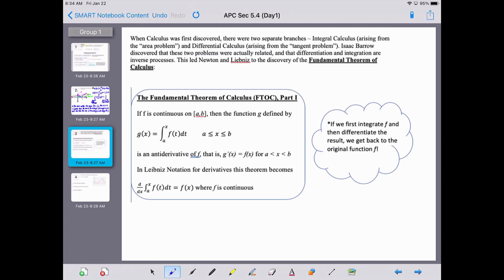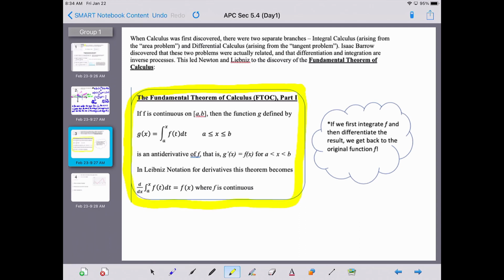But Isaac Barrow discovered at some point that these two problems are actually related to each other, and that differentiation and integration are inverse processes of each other. Later, Newton and Leibniz put this discovery together, and they called it the fundamental theorem of calculus. So here in the box, we have our fundamental theorem of calculus, part 1. We'll talk more about part 2 later.